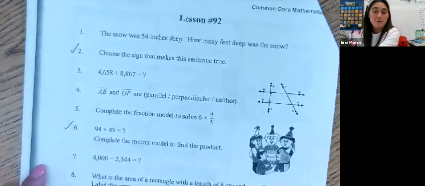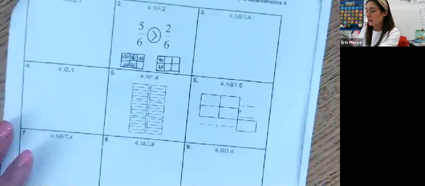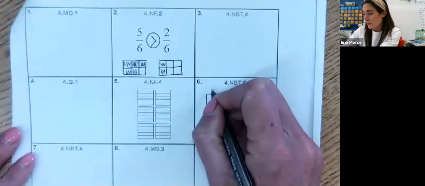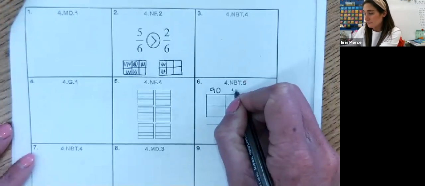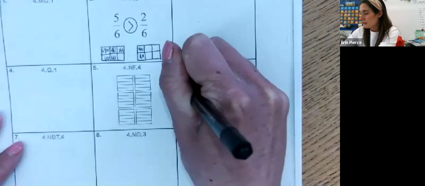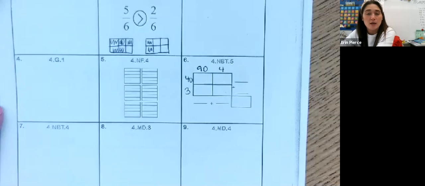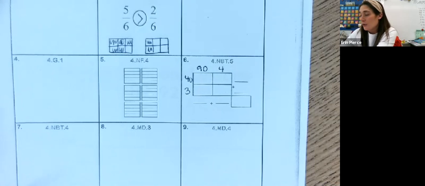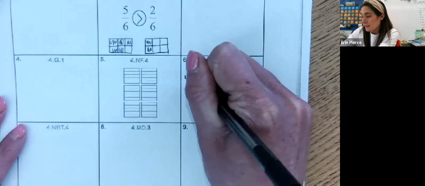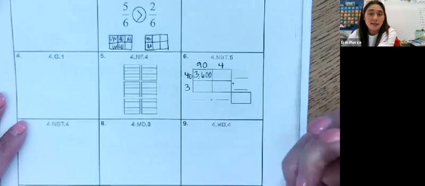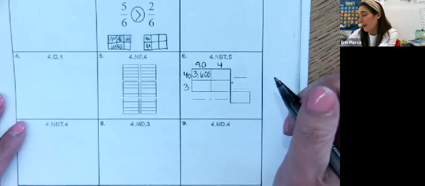Okay, my next problem I'm going to go over is 94 times 43. We're going to use the matrix model to solve this question. So we have 94 times 43. In my first box, I'm doing 90 times 40. If you said 3,600, you would be correct. We're doing 40 times 4, I apologize.